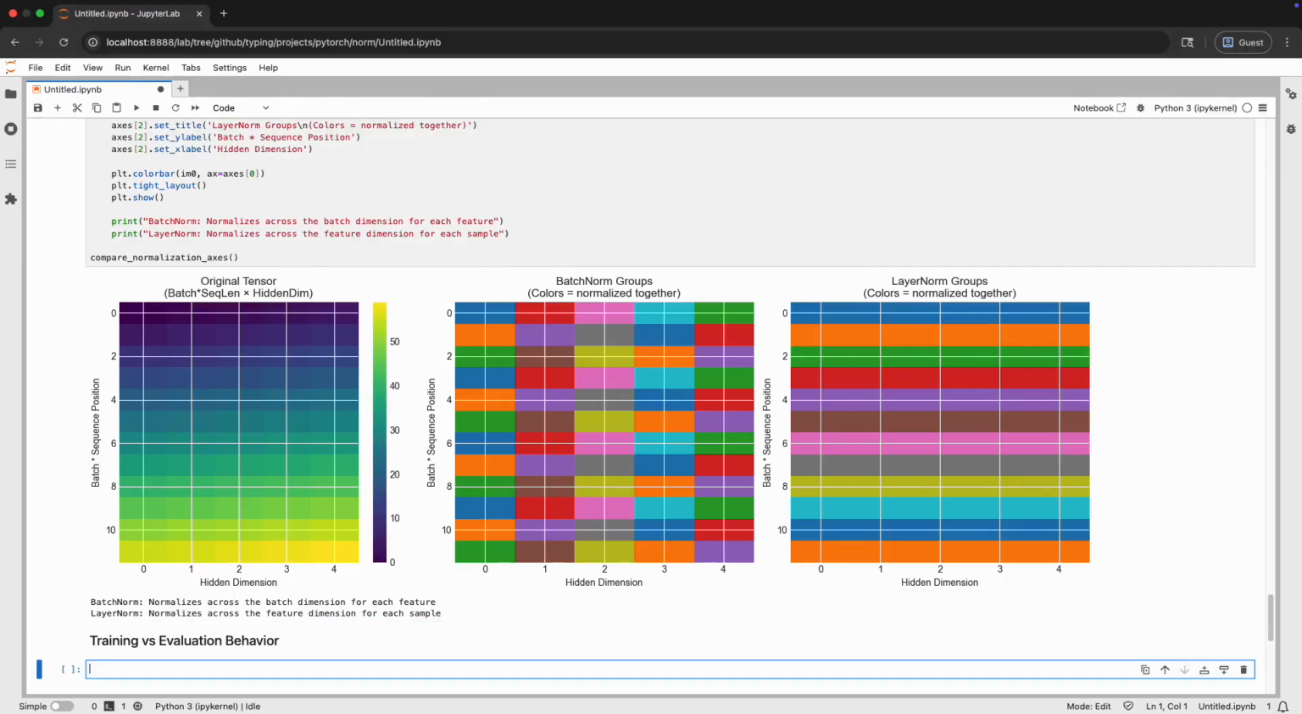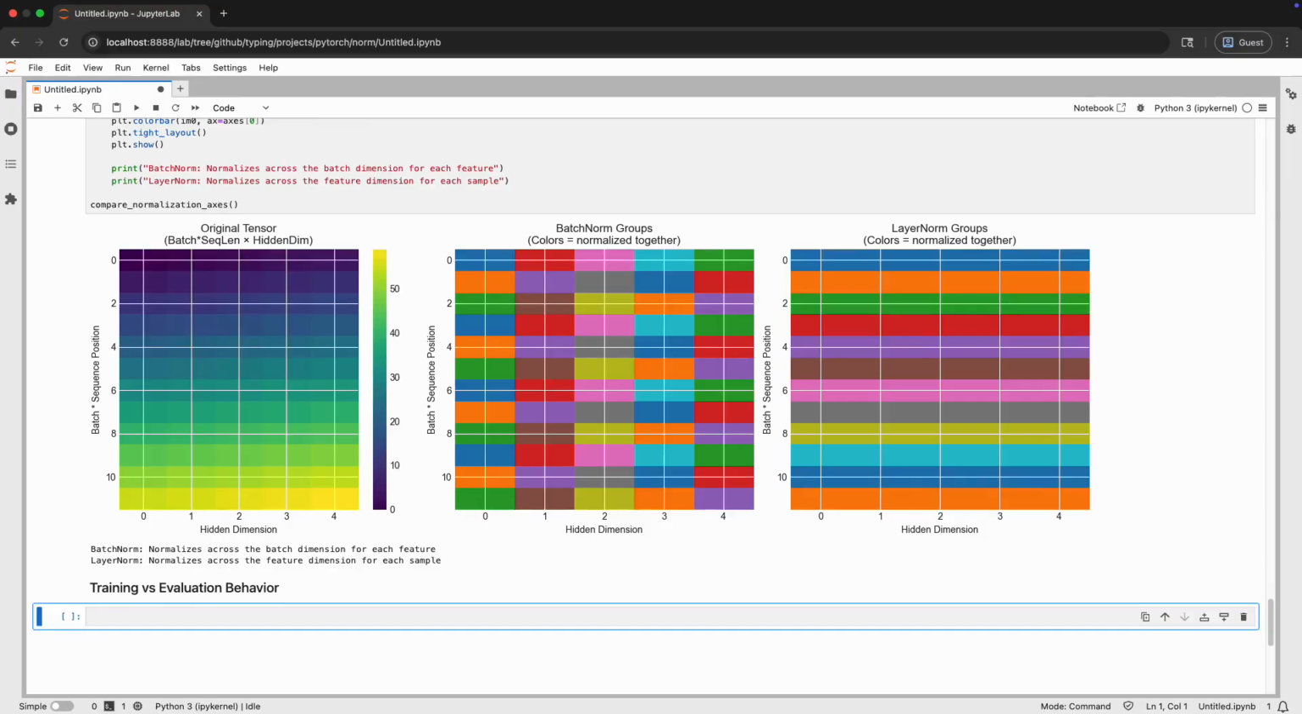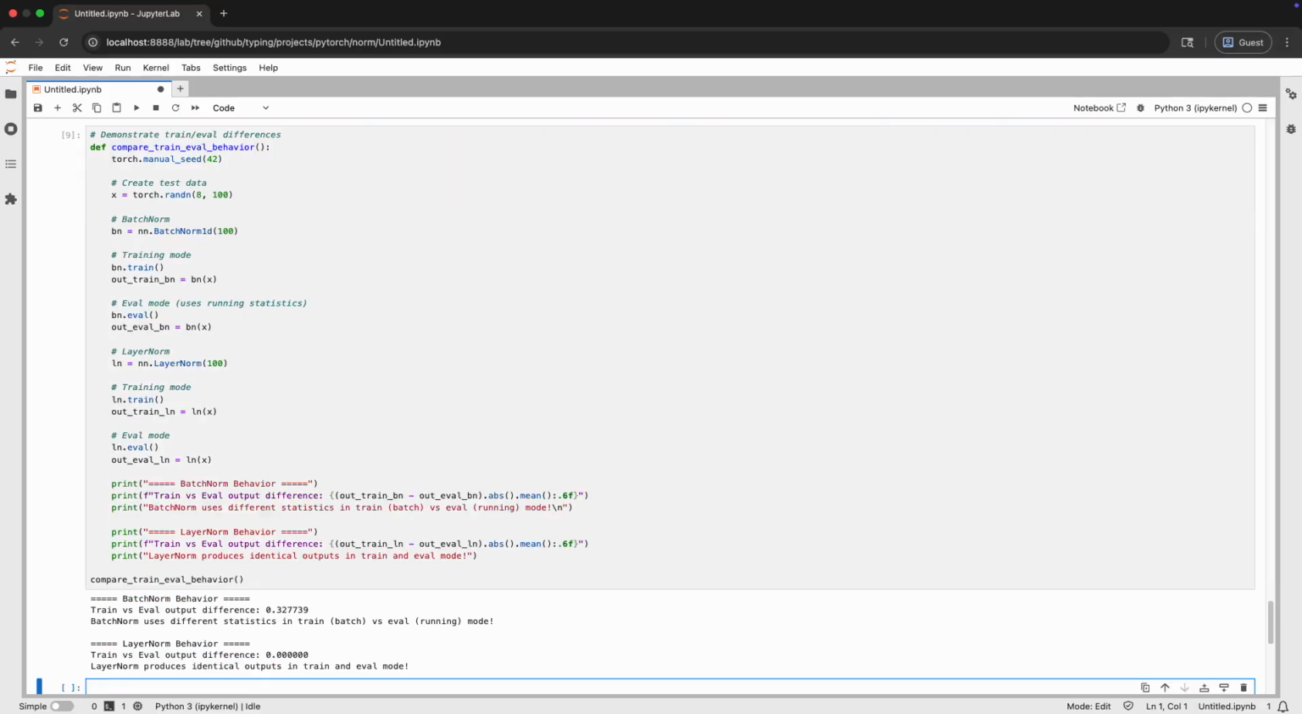Let's examine how training versus evaluation behavior differs between these normalization methods. This is a crucial difference. I'll demonstrate how BatchNorm and LayerNorm behave differently in training versus evaluation mode. BatchNorm uses batch statistics during training, but switches to running statistics during evaluation. This is a critical distinction.